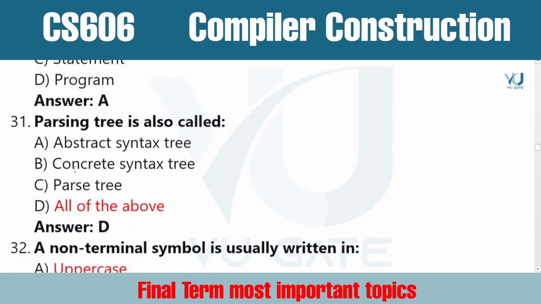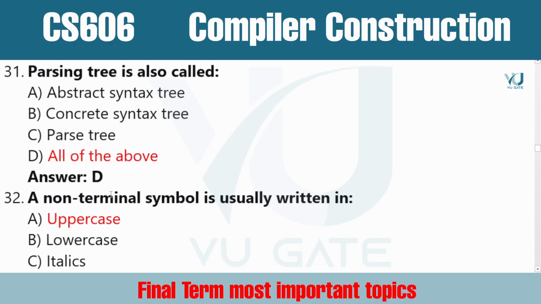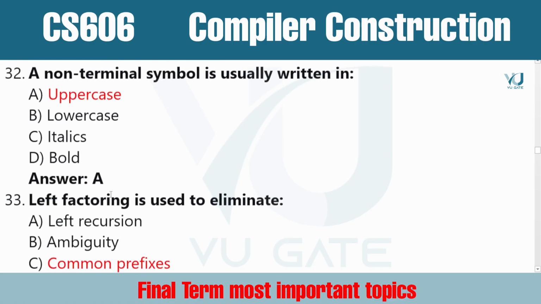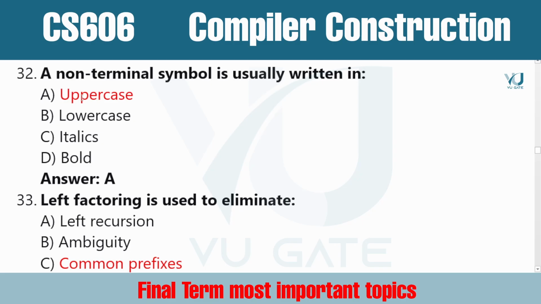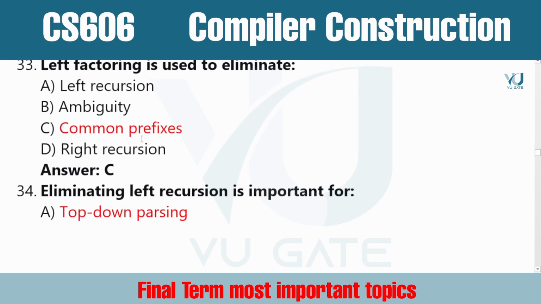Parsing tree is also called. The correct answer is option D, all of the above. A non-terminal symbol is usually written in. The correct answer is option A, uppercase. Left factoring is used to eliminate. The correct answer is option C, common prefixes.